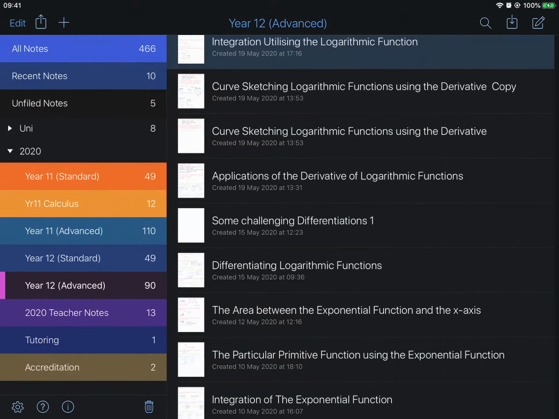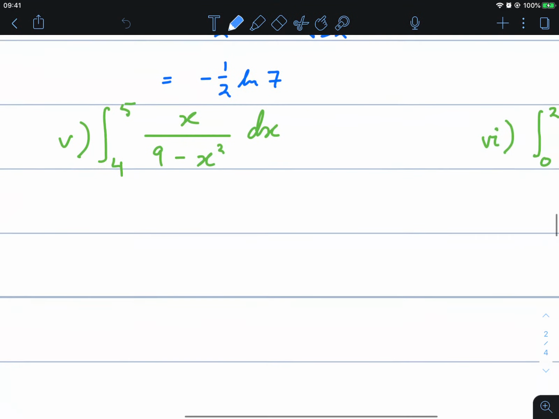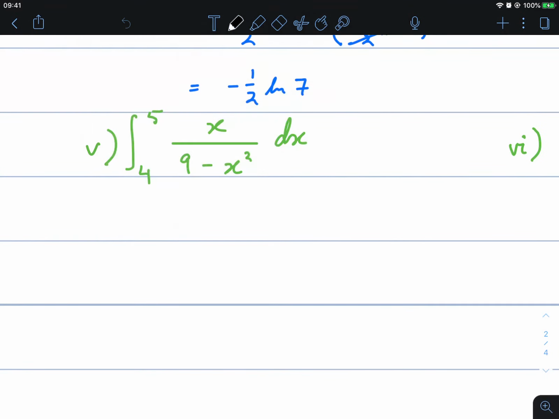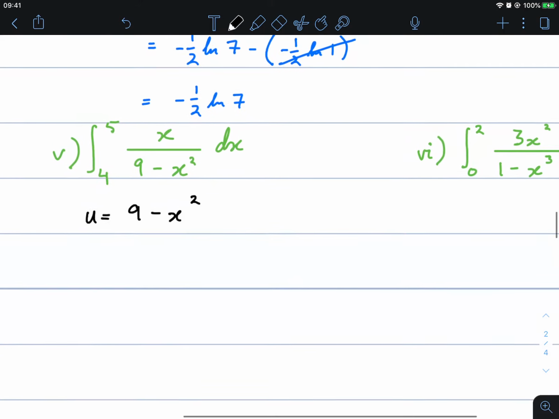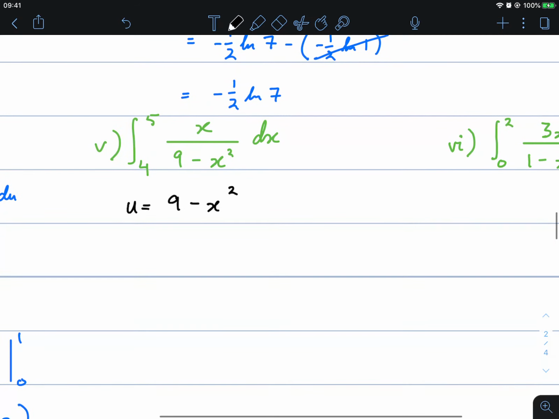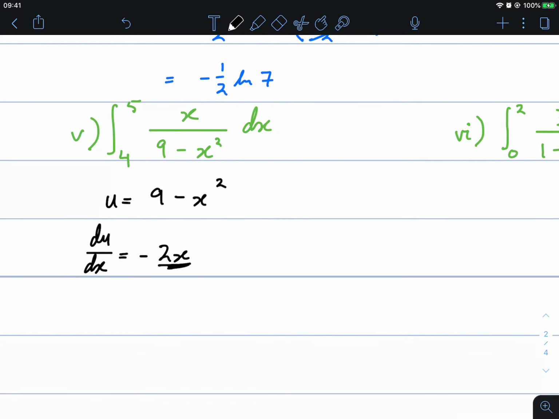Whoops, my screen's freezing. Let's reset this. Once again, always checking the denominator. Let's let the denominator equal u. So u equals 9 minus x squared. Deriving u in terms of x, so that's going to be du on dx equals negative 2x. Notice how negative 2x is rather close to just x, so this will work.